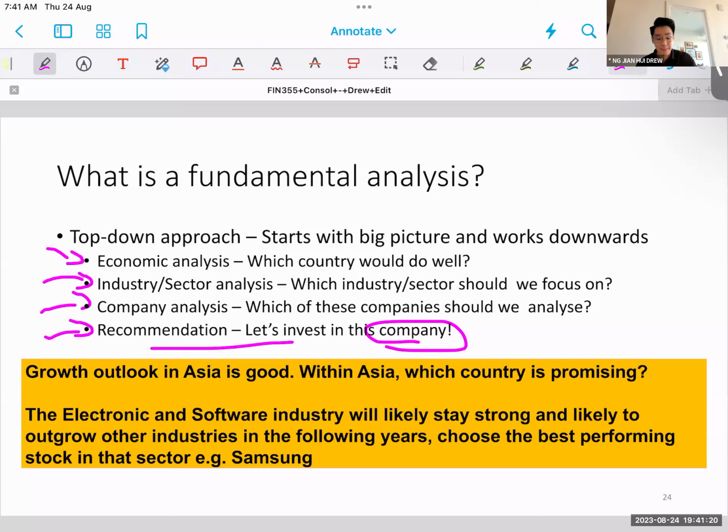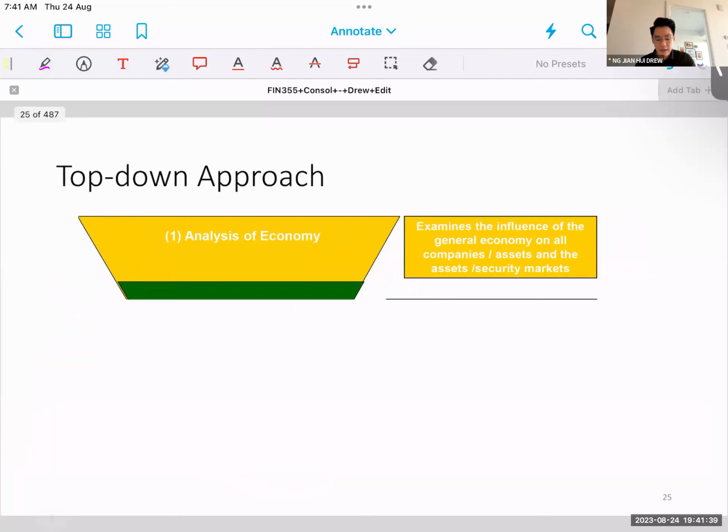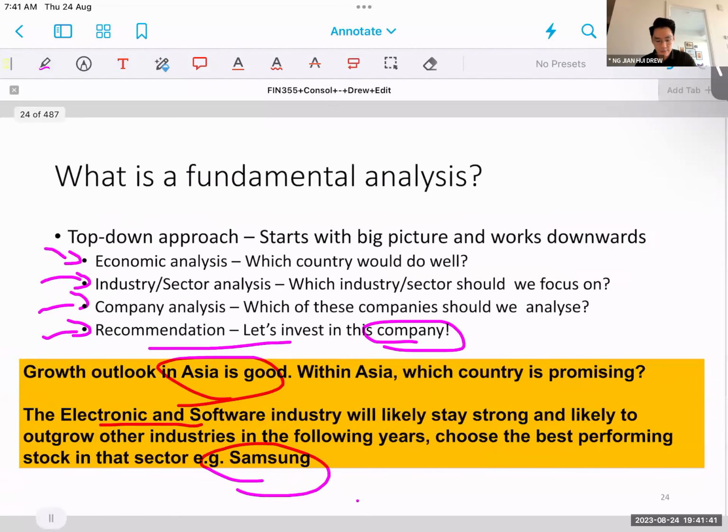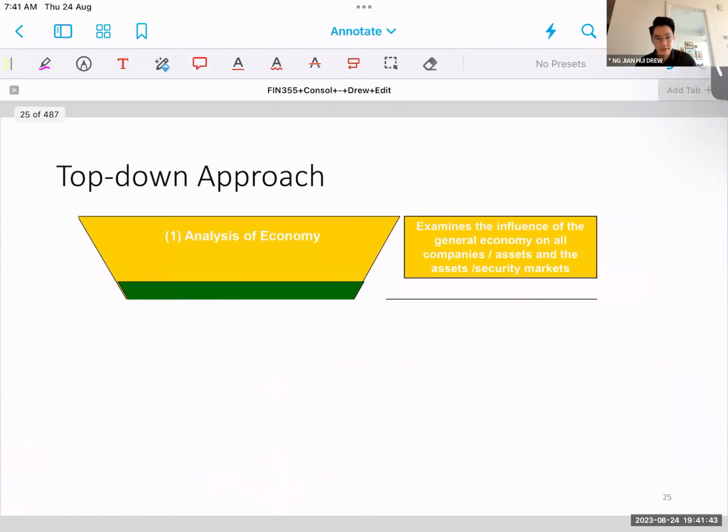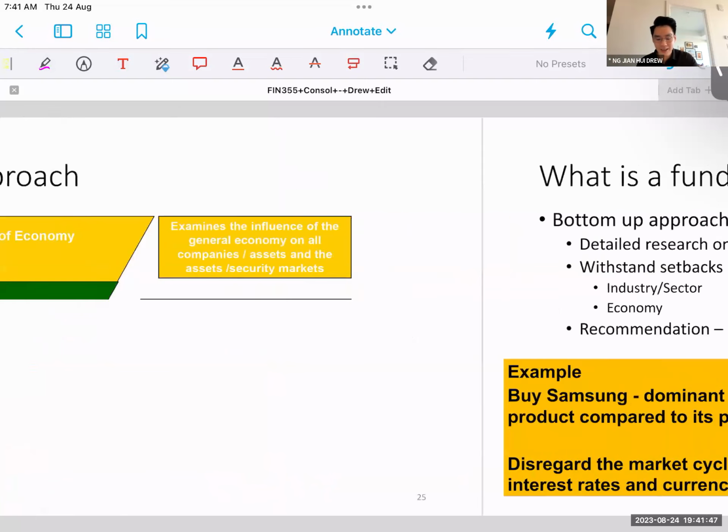And this is an example here. So, Asia is a good outlook. And then what kind of industry? Maybe more of the electronics and software industry that's performing well, and eventually you decide, okay, you know what, we want to invest in Samsung. So it's a top-down approach. This did not look well, but this is just a pictorial version of what a top-down looks like.